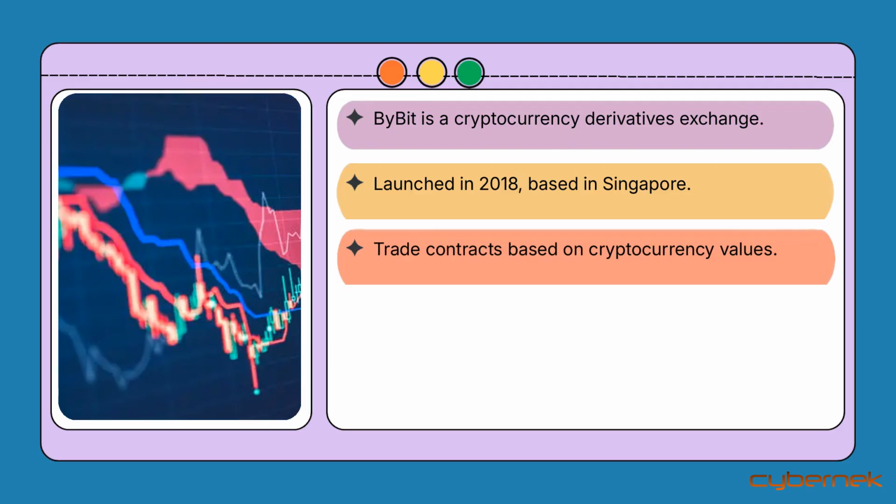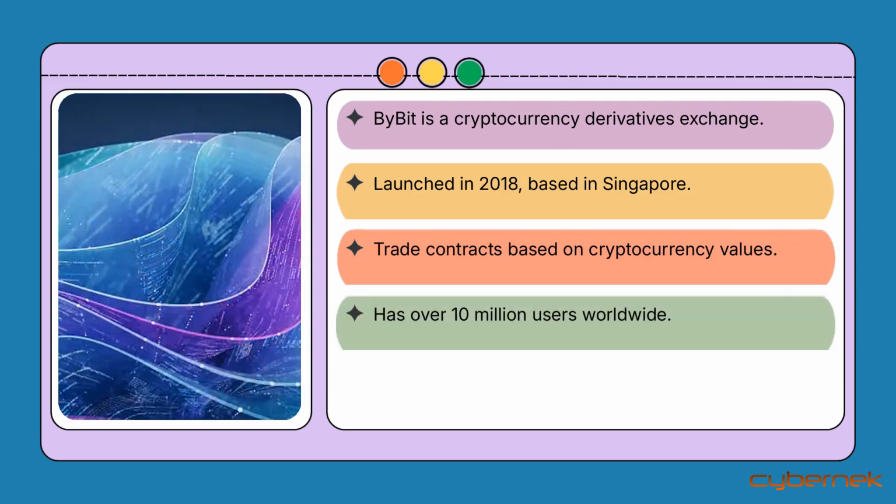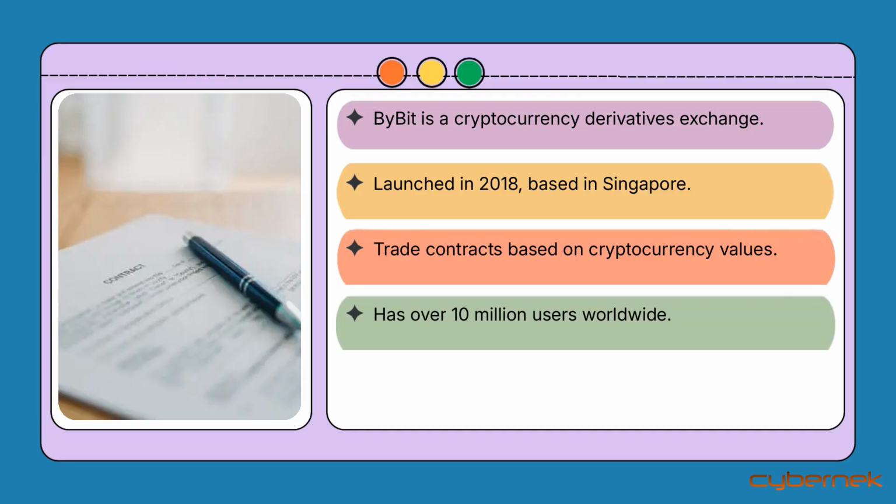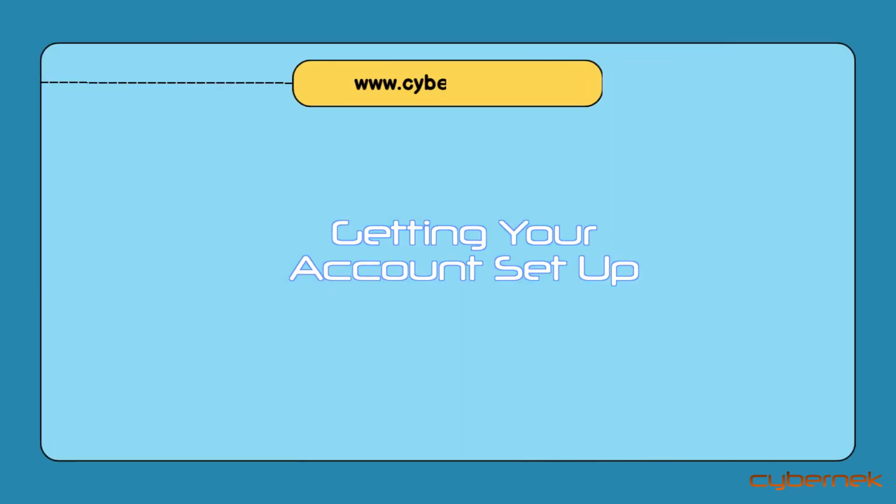The company's based in Singapore now. They moved from the British Virgin Islands, and they've managed to build up a pretty solid user base of over 10 million traders worldwide. What sets ByBit apart from some other exchanges is their focus on derivatives trading, particularly perpetual contracts and futures.